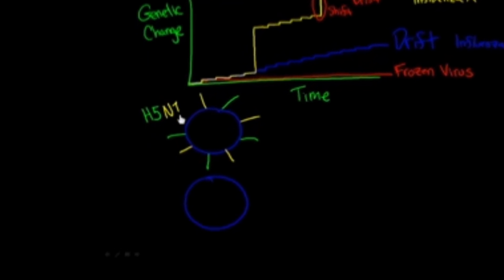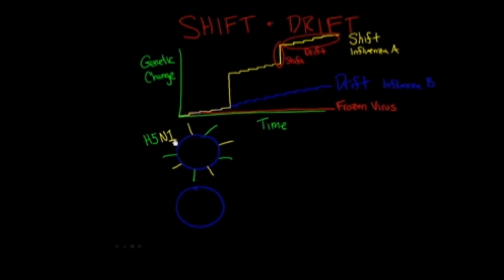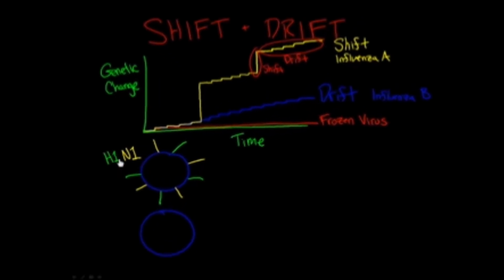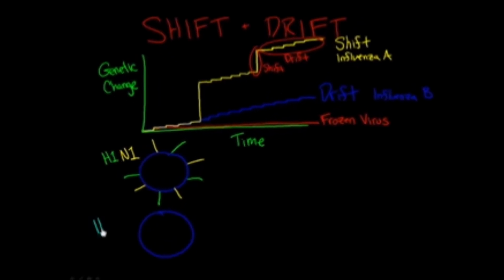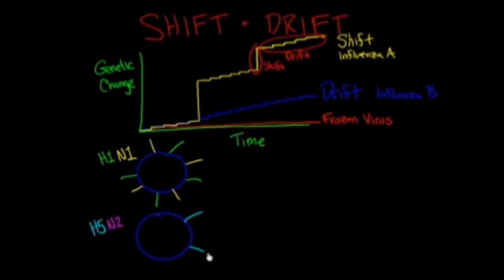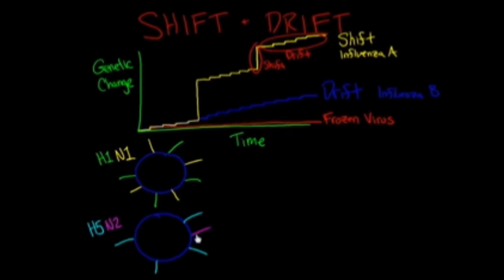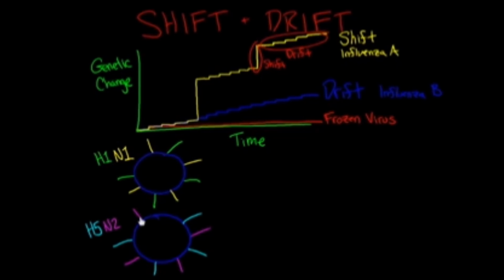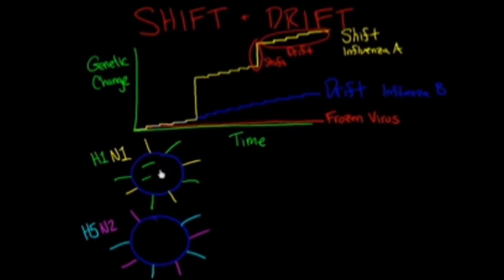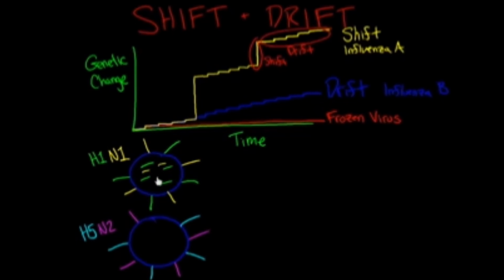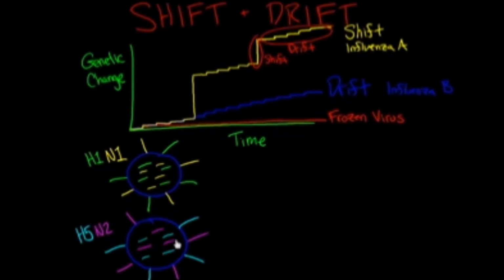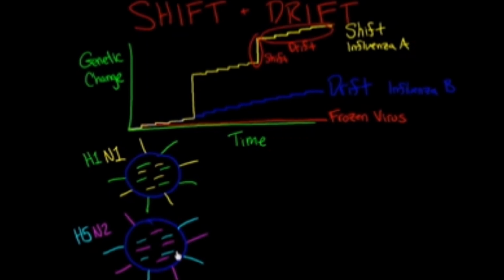So we're going to call this one H5N1. Actually, let's call this one H1N1, and we're going to call this one H5N2. So it's got H5 surface proteins and N2 surface proteins. What makes influenza viruses so unique is the fact that their genome is segmented into 8 pieces. So I'm drawing 8 pieces of RNA in each of these influenza A viruses.